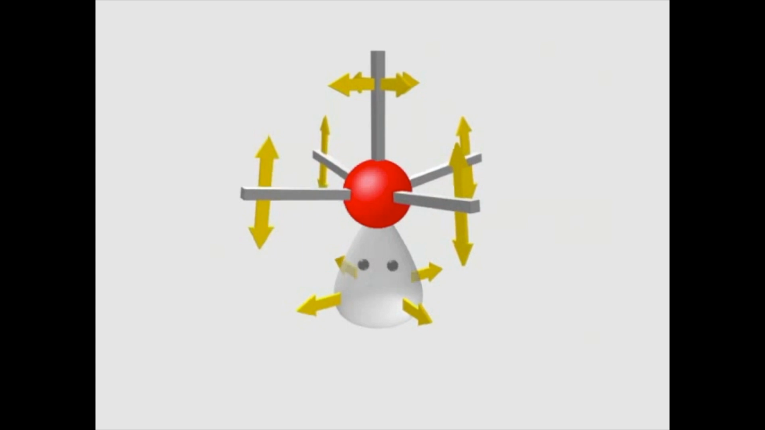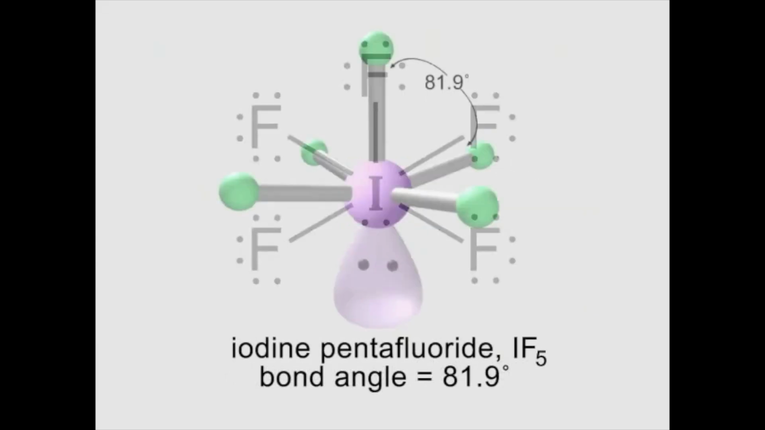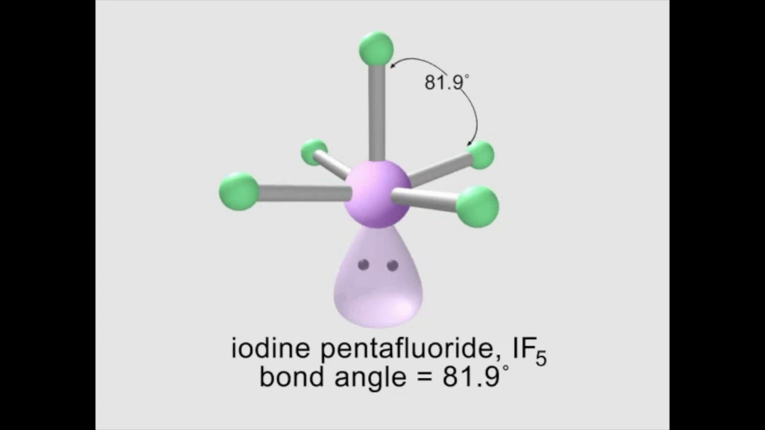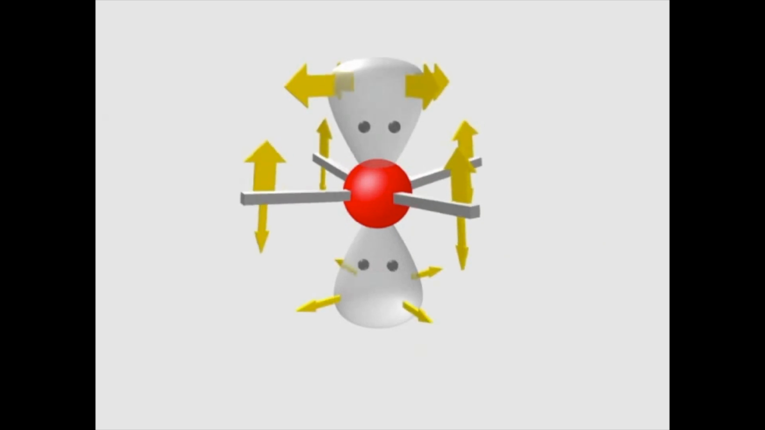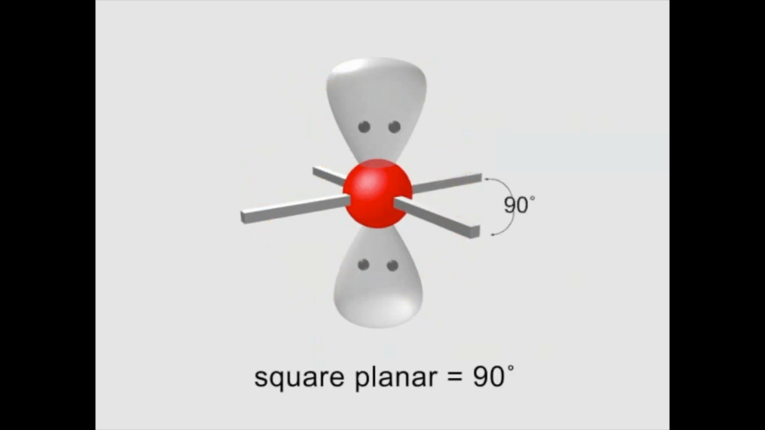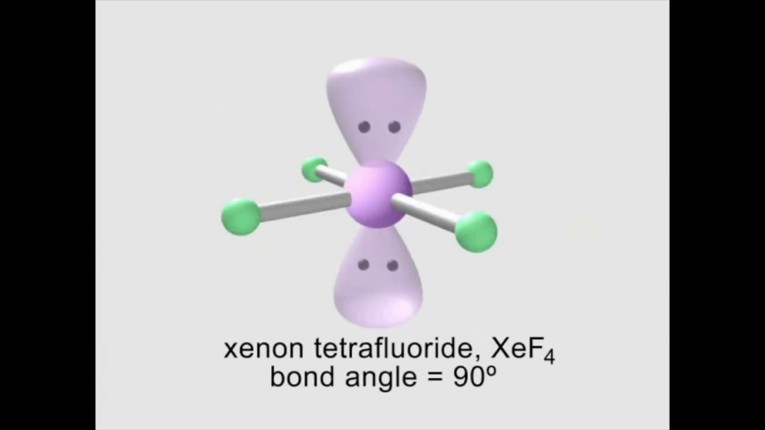So one lone pair can take any position to give the square pyramidal shape, with all bond angles less than 90 degrees. Iodine pentafluoride has this shape. To minimize repulsions, a second lone pair must lie 180 degrees from the first. The 4 remaining bonding groups are repelled to the ideal 90-degree angle and define the square planar shape. Xenon tetrafluoride, one of the first noble gas compounds to be made, is a square planar molecule.